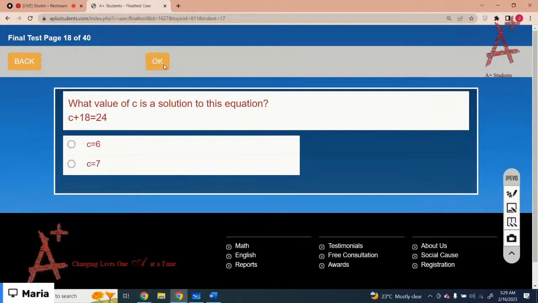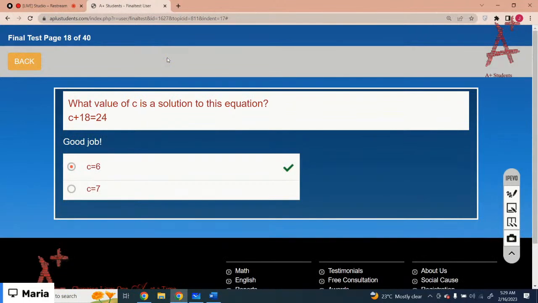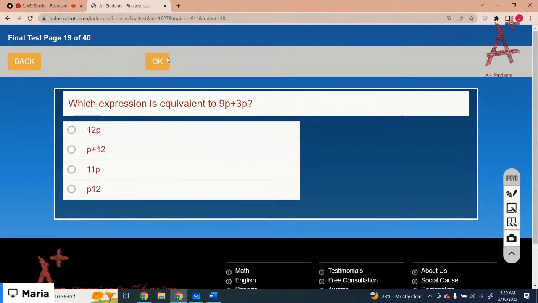Okay, the next one is c plus 18 equals 24. So what is the value of c? The value of c equals 6. Got it? The correct option is 6. Which expression is equivalent to 9p plus 3p? 9 plus 3 is 12. So it would be 12p.